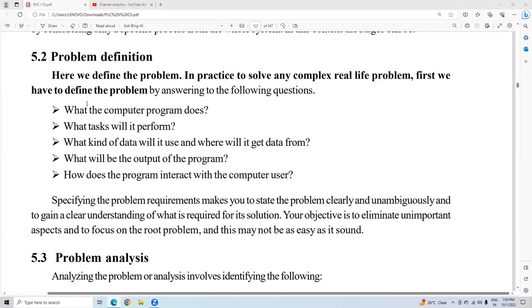And now, one more question arises: understanding only these 5 questions is not enough. After creating the solution, you have to check what unwanted, unimportant things are present in it, so that if you remove them, your problem solving technique will be a still more efficient technique. Right.